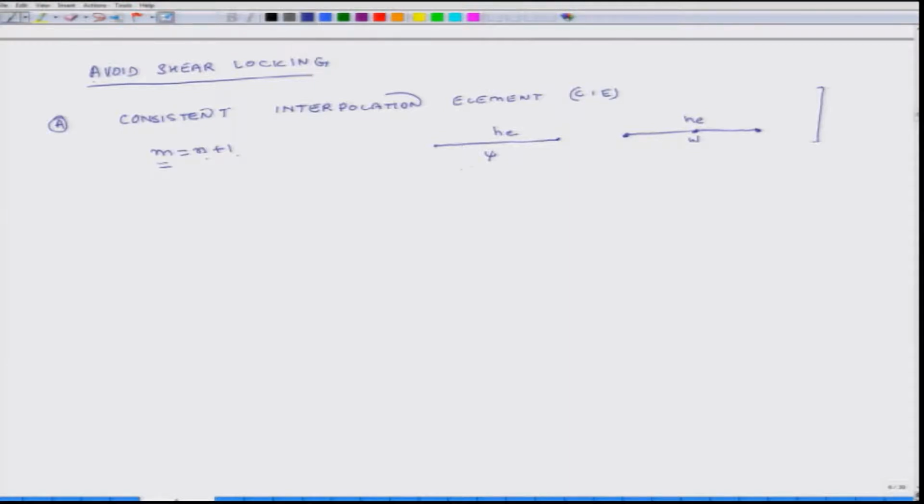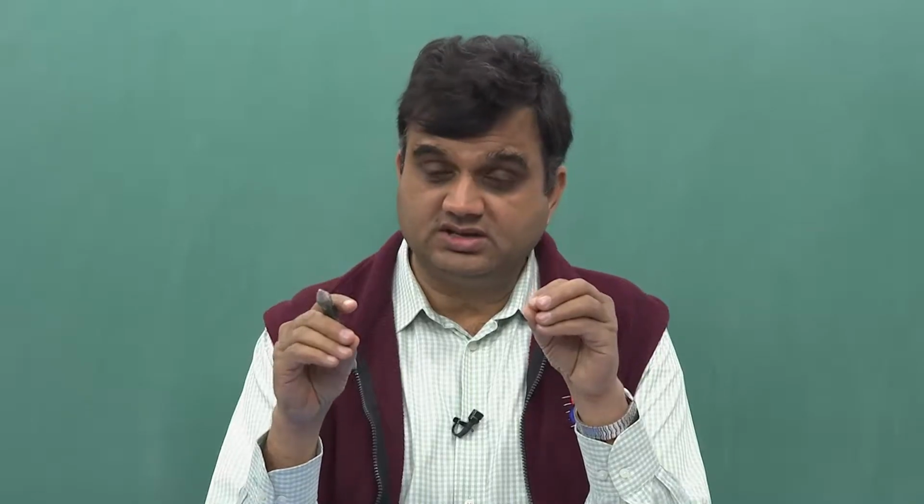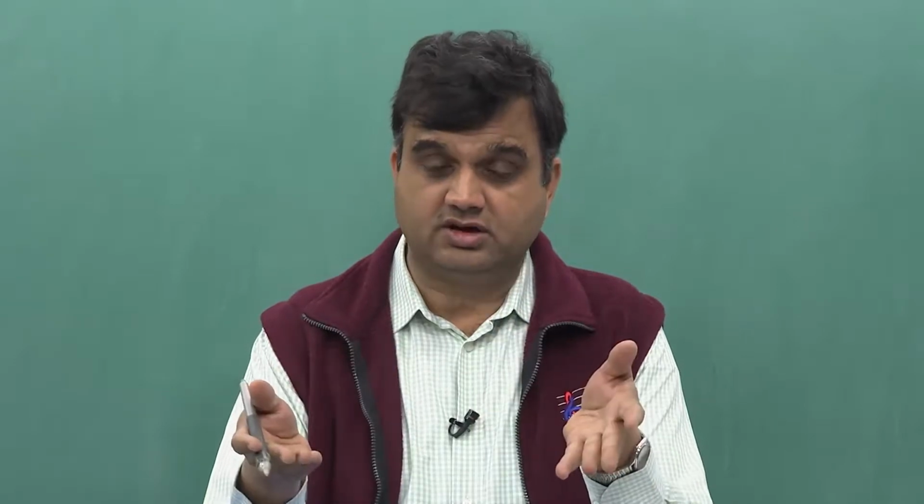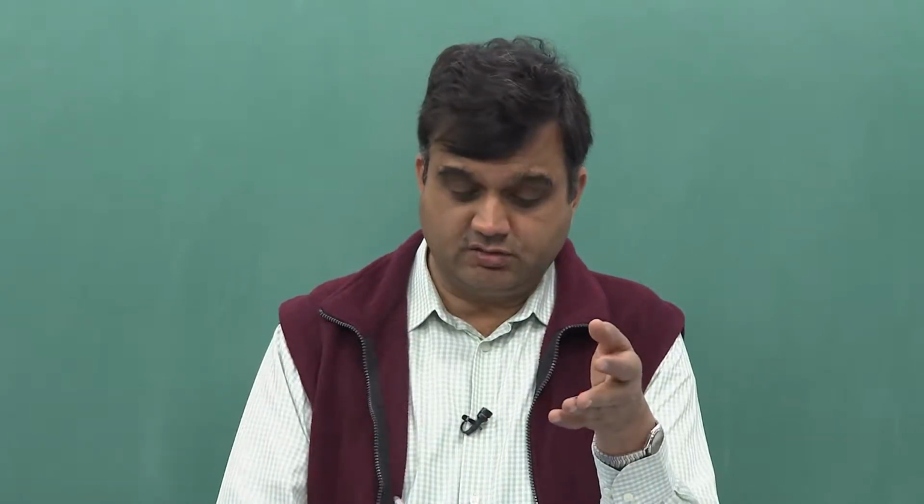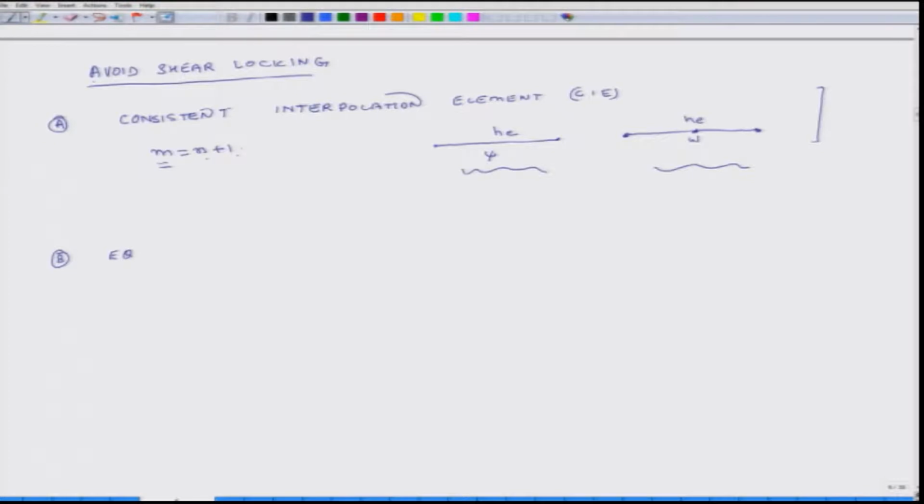But to avoid this assembly problem, people have come up with another method, and that is called equal interpolation. So, in the first case it is consistent interpolation. What does it mean? Consistent interpolation means that whatever interpolation order is, it is consistent with the mathematics required, and the mathematics requires that m should be equal to n plus 1.